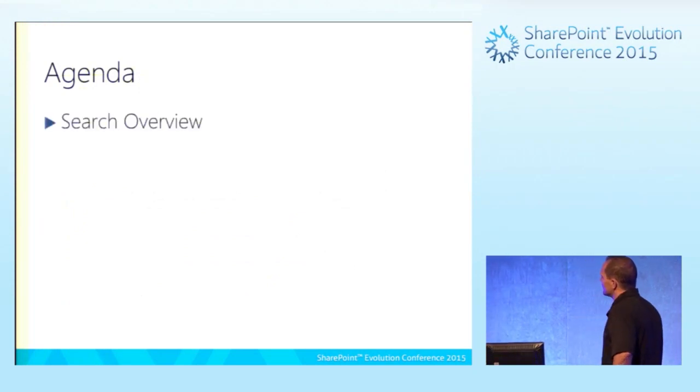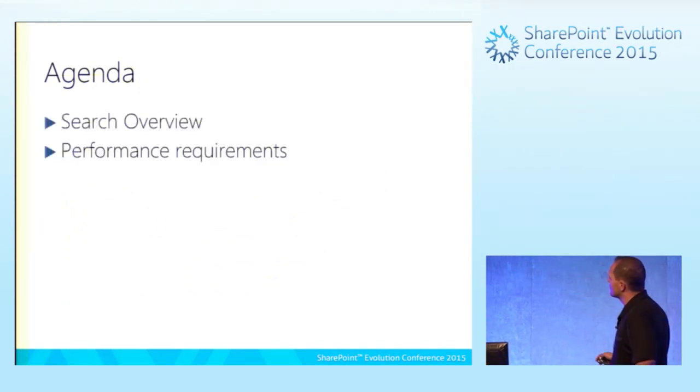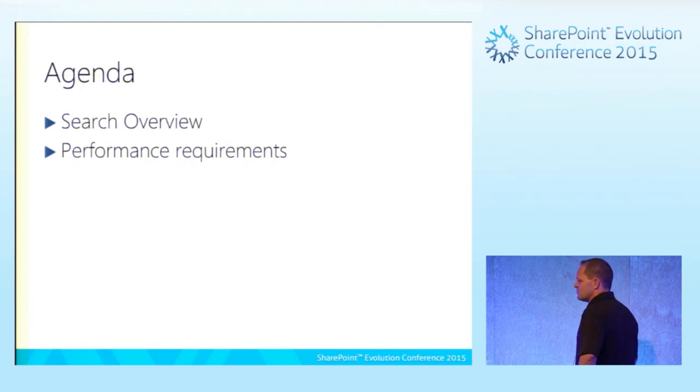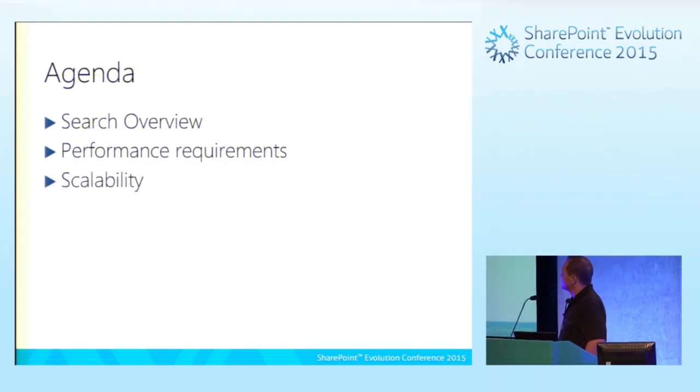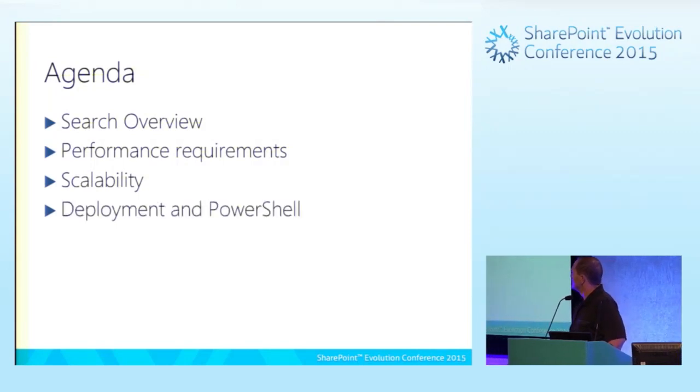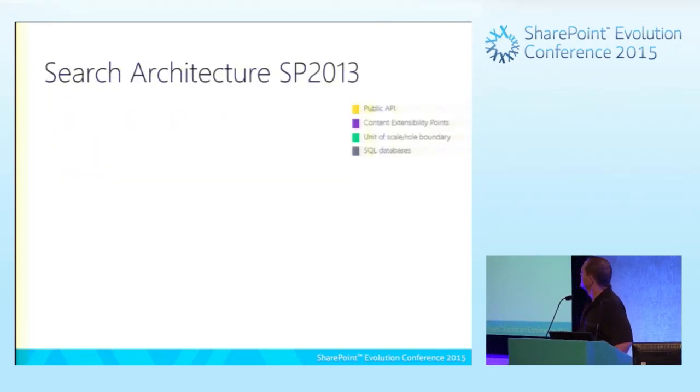So a quick agenda. We'll go search overview, some performance requirements. It looks like I have to stay on this side because this thing's got a low range. We'll go through scalability, deployment in PowerShell. All right, so let's jump straight in.